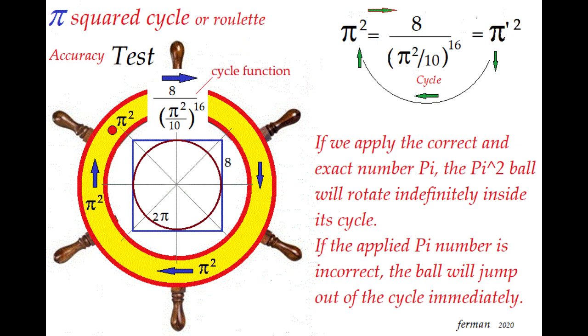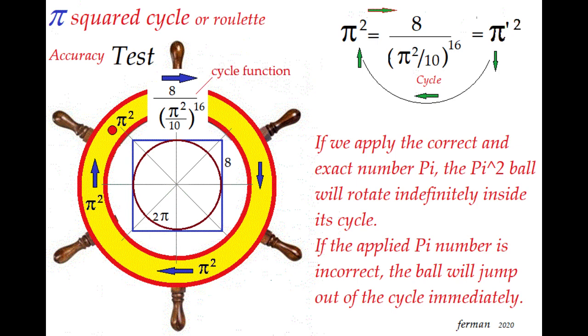It is represented geometrically by a cycle or roulette on which we can rotate or maintain the circumference of the square of pi without its value changing with the cyclic function applied to it. However, if we add a non-exact value of pi to this loop, then the circumference of squared pi is quickly distorted and destroyed.